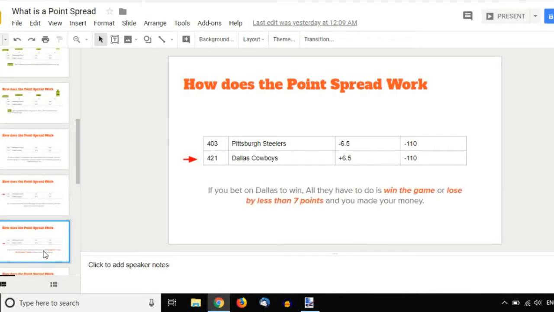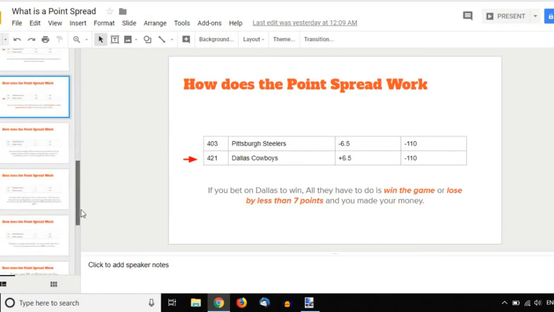If you were to bet on the Cowboys, all they have to do is win the game or lose by less than 7 points. So let's say the final score wasn't 21-14. The final score was 21-18, and you bet on the Cowboys. You won the bet because they didn't actually win the game, but they lost by few enough points that they didn't actually fail to cover the spread. So they lost by less than 7 points. You made your money.